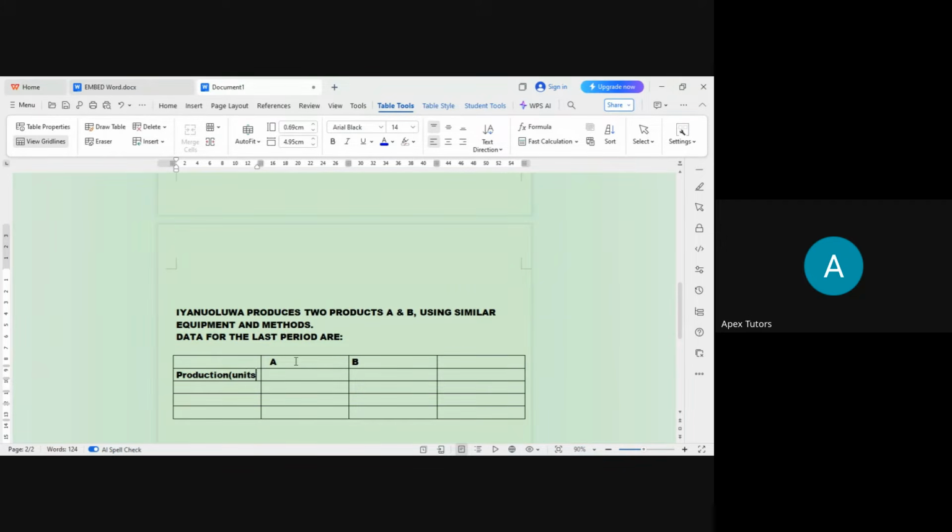In this forthcoming exam, when you see statements in brackets, it is a pointer, so take note. Look at me very well. When you see anything in brackets, labor hour per unit, labor hour per unit is 1. Please always read very well. Labor hour per unit. Per unit.